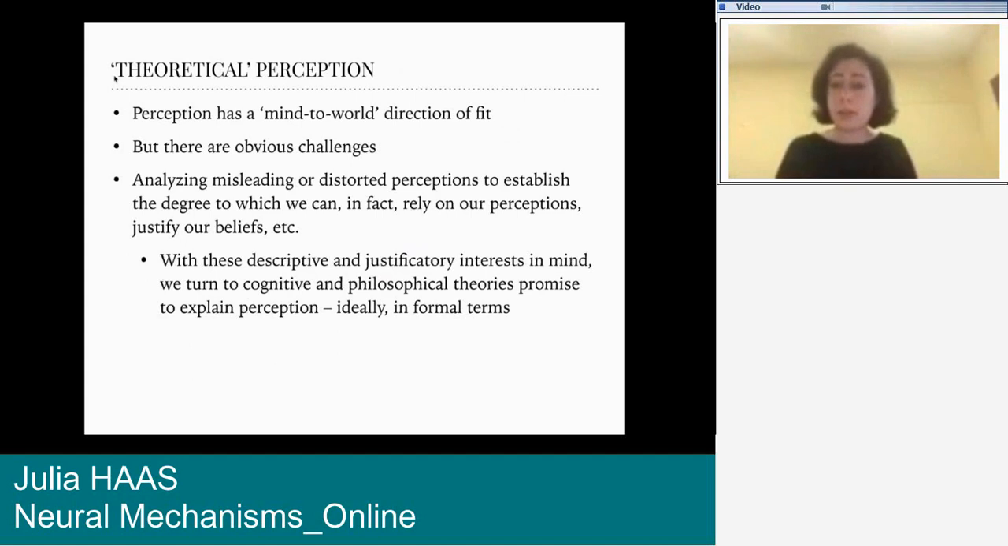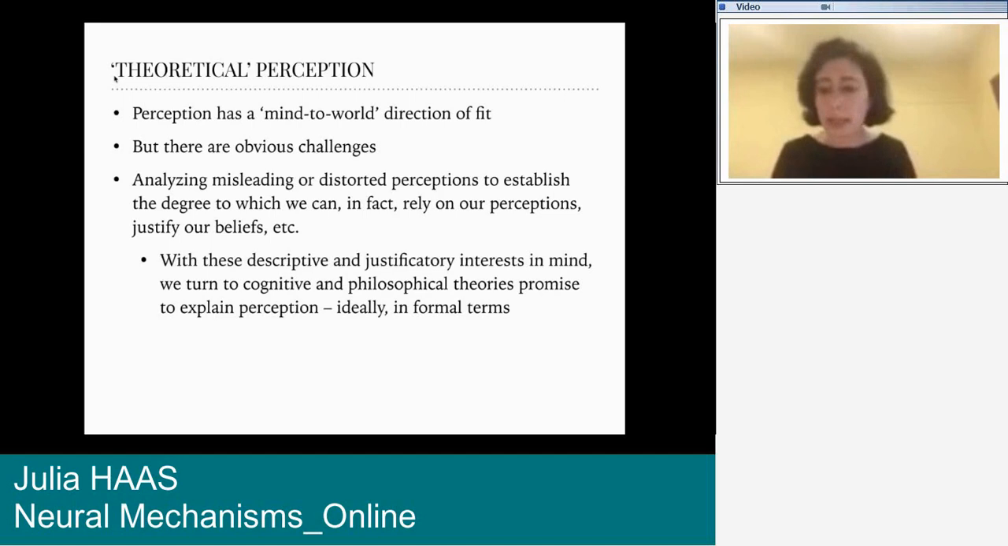And so broadly, in both these areas, I think we can say that perception has a mind-to-world direction of fit, right? Perception has something to do with the production of knowledge. It might not directly produce knowledge, but it's certainly a process that is related to the production of knowledge. Better and worse perception is measured based on this mind-to-world direction of fit. But there are obvious challenges, obvious things that we're going to want to sort out.